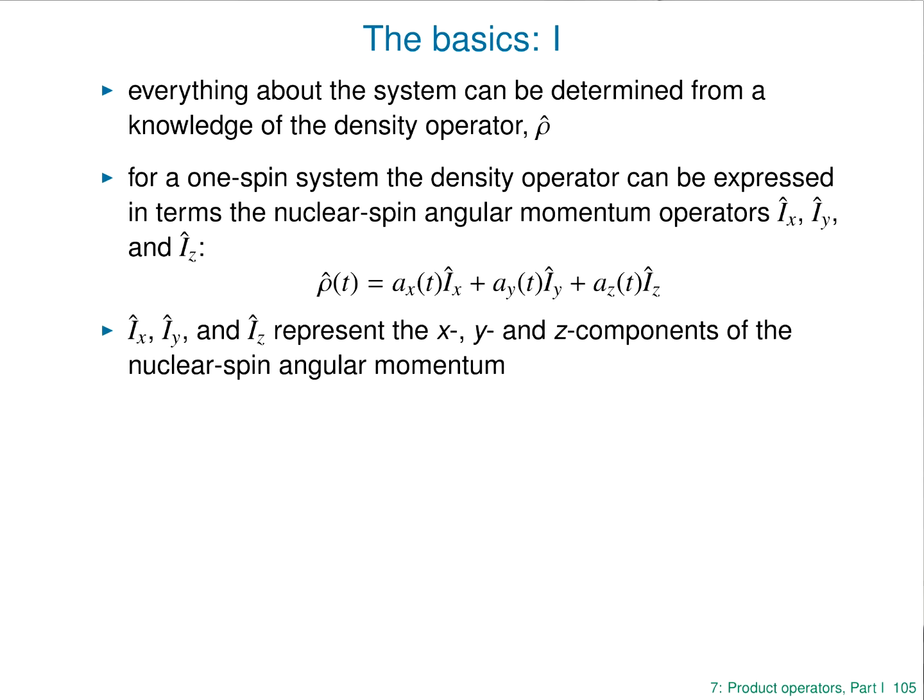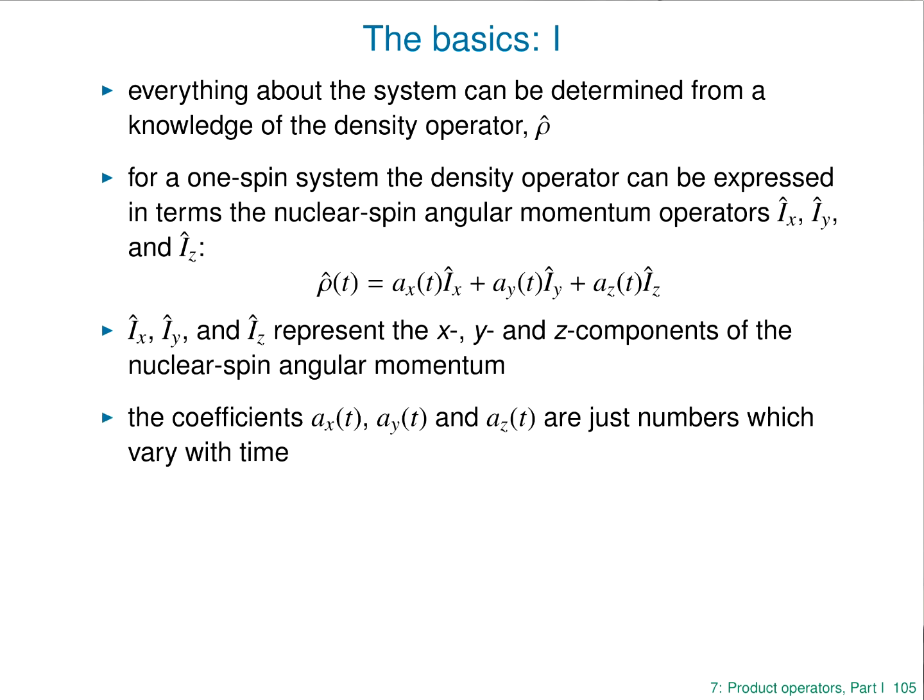Well, we've already come across Iz. That represents the z component of spin angular momentum. And you won't be surprised to discover that Ix and Iy represent the x and y components of the spin angular momentum. So these are three operators that represent the x, y, and z components of the spin angular momentum. And the density operator can always be expressed as some combination of these, some linear combination as it's called.